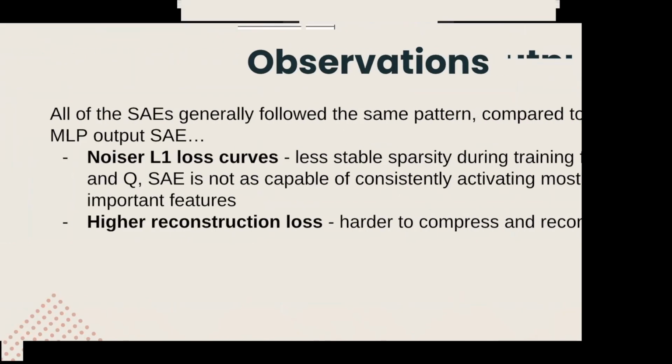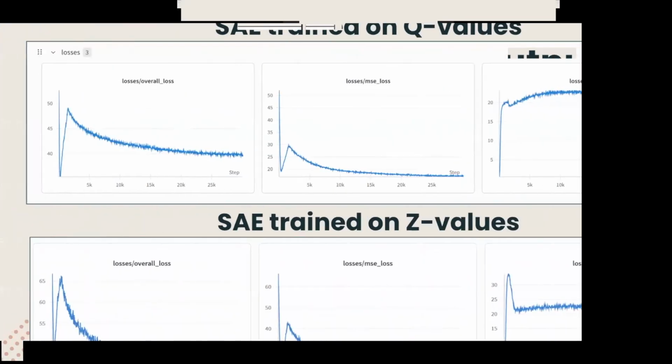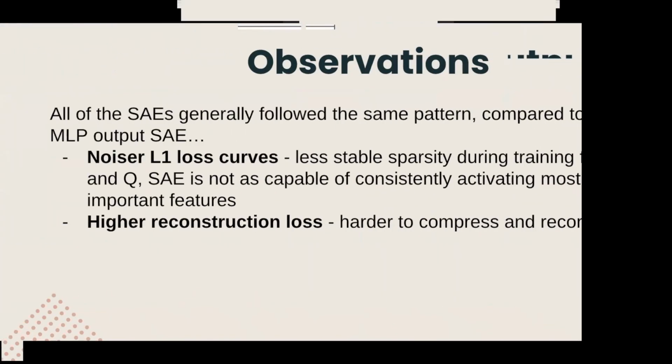So while all of the SAEs generally follow the same training pattern in terms of loss, where the loss goes down after an initial spike, there's a noisier L1 loss curve when comparing the Z and Q values to the MLP one, which means that the sparse autoencoder isn't as capable of consistently seeing the most important feature. This is likely because of attention being generally more fuzzy than MLP. And there's also higher reconstruction loss, which means it's harder to compress and reconstruct the data. And this instability may stem from just the more dynamic and context-sensitive nature of attention, once again.